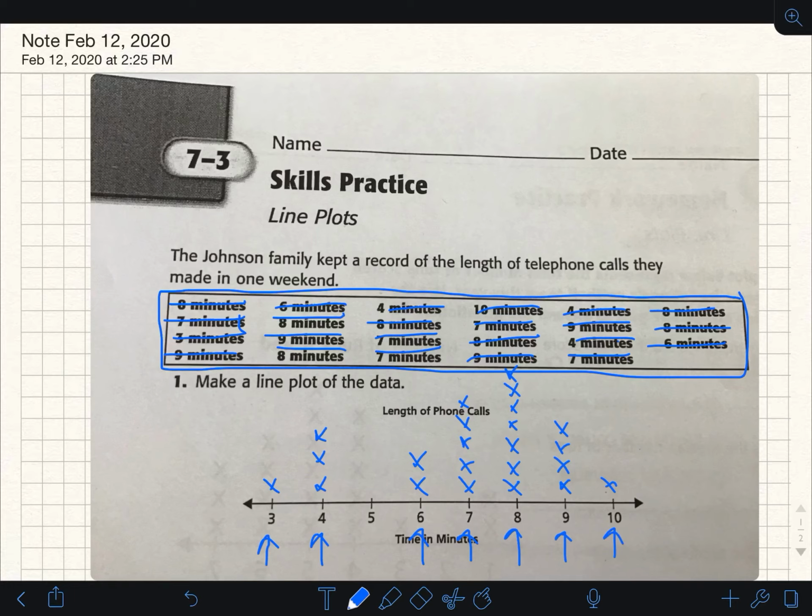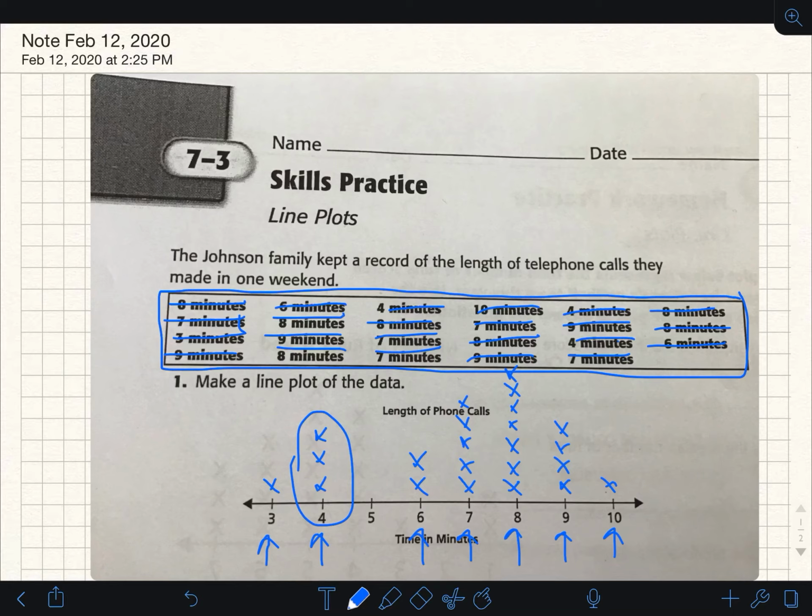So each of these X's is a different phone call. It's not, like this would not be 4 3-minute calls because there's 3 X's. It'd be, there's 3 calls that were each 4 minutes in length.